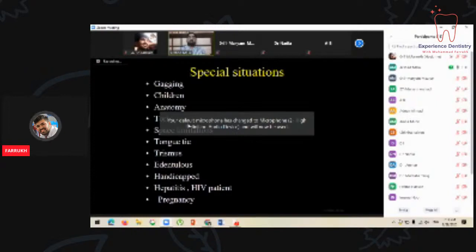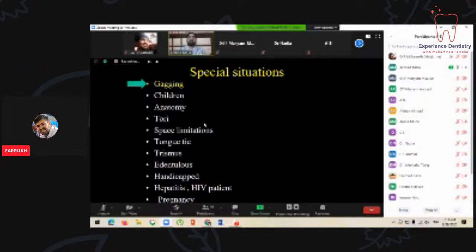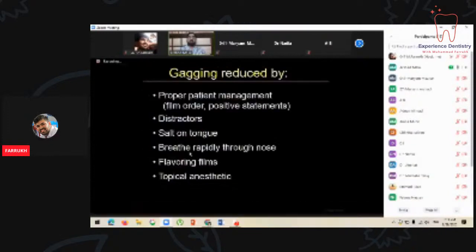First, we will start with the patient reporting to you with gagging. In this patient, you are going to place the film with a positive statement. You are going to give the patient good, pleasing words. Don't stress the patient with what you say. Try to distract the patient's feelings away from the taking of the radiograph.